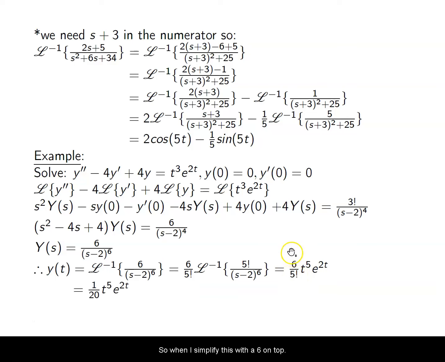So when I simplify this with the 6 on top over 5 factorial, this is going to leave me with 1 over 4 times 5, because again, remember, this is 3 factorial, so I get 4 times 5 left over, or 1 over 20. And that is my answer.